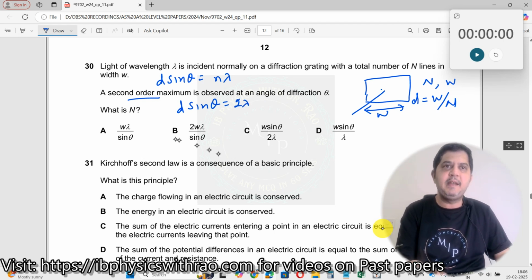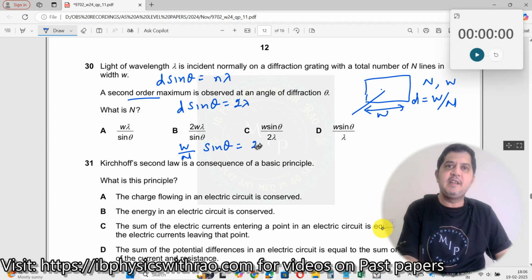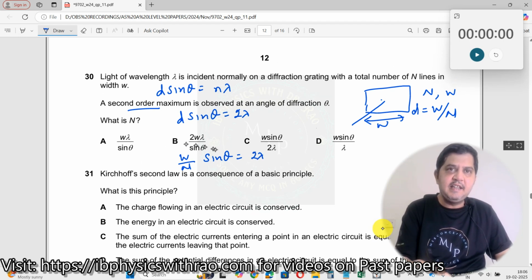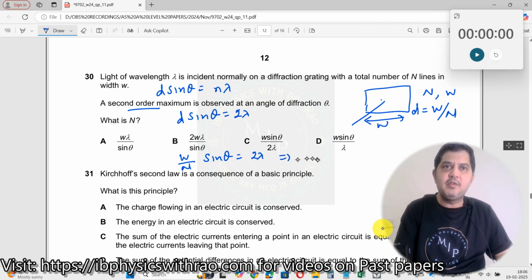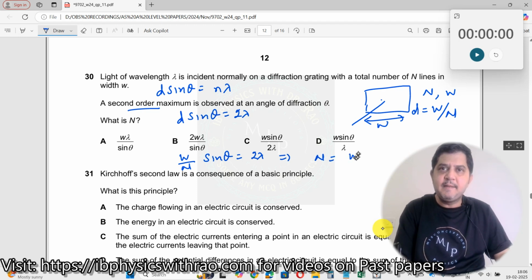Now what is being asked? What's the value of N? Now substitute the value of d also here. So I get W divided by N into sin theta = 2 lambda. I need to get the value of N. So therefore the value of N would be W sin theta divided by 2 lambda, which should be your answer. W sin theta by 2 lambda is answer C.